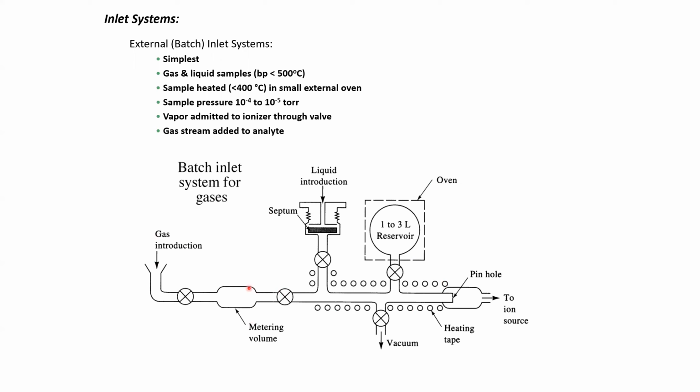So we have the gas introduction. We have a metering volume in place, just to make sure that there is a consistent volume of gas flowing through. Then we have the liquid introduction. Then they mix, and here they're heated. This way goes to the vacuum. Continuously heated through here, they pass through a pinhole to the ion source where they'll be ionized.